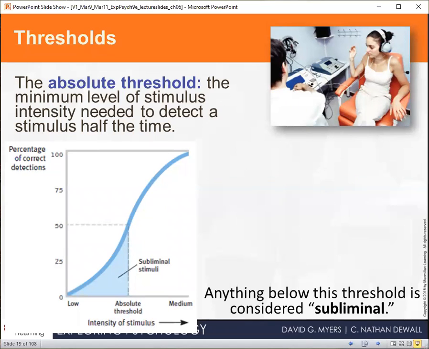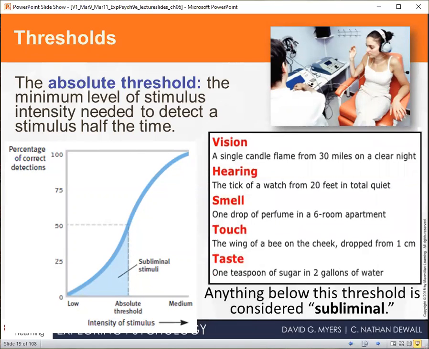Here are some examples of absolute thresholds. For vision, a single candle flame from 30 miles on a clear night, half the time you'll be able to detect that it is there. Hearing, the tick of a watch from 20 feet in total quiet. Smell, one drop of perfume in a 6-room apartment. Touch, the wing of a bee on the cheek dropped from 1 centimeter. Taste, 1 teaspoon of sugar in 2 gallons of water. So that gives you an idea of what we mean by absolute threshold.